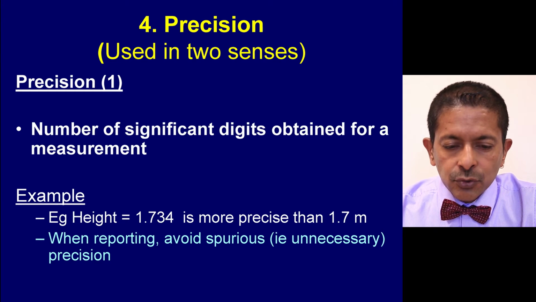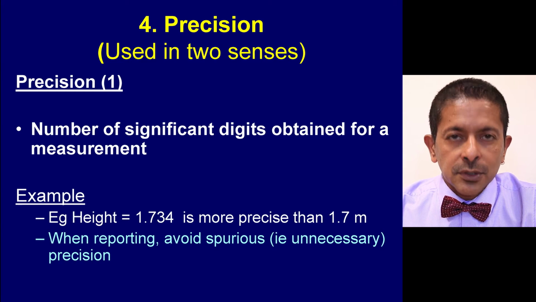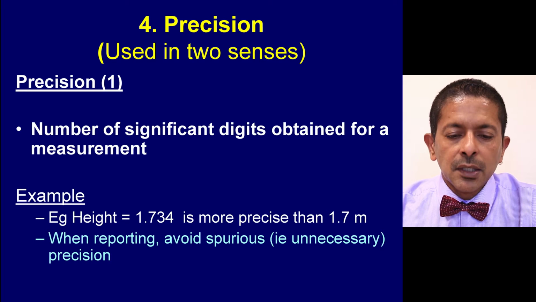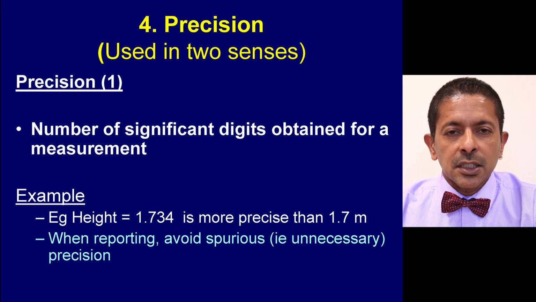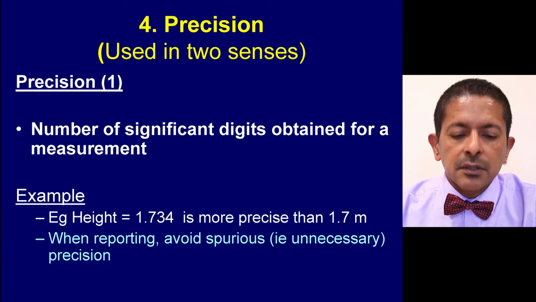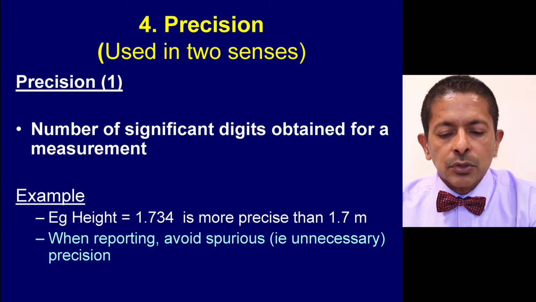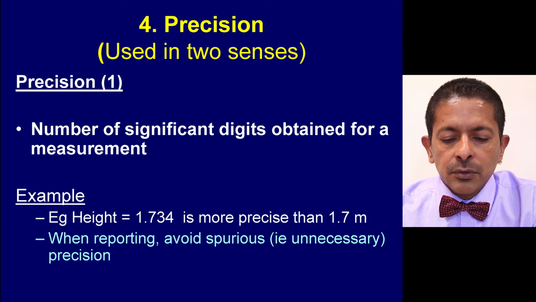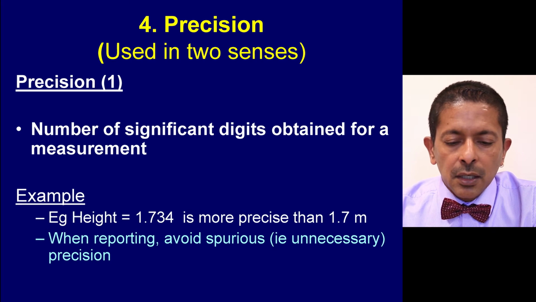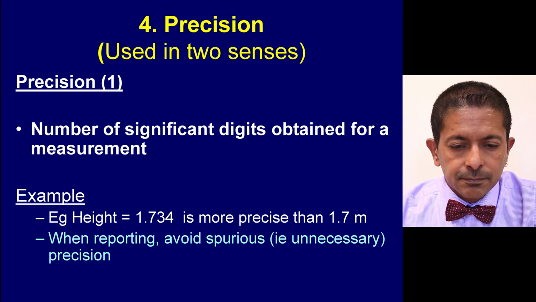The important issue about precision is to ask yourself, when you put in those significant digits after the decimal place, is it relevant? Is it important? So importantly, when you report, avoid putting spurious or unnecessary precision. It clogs up your tables.